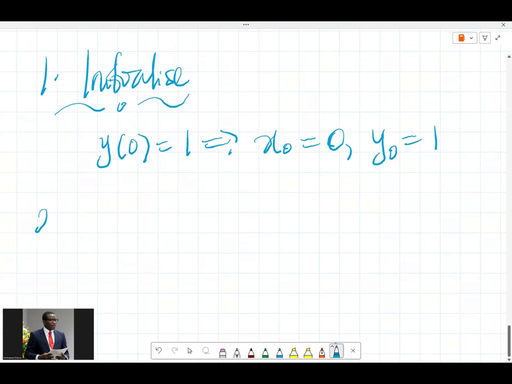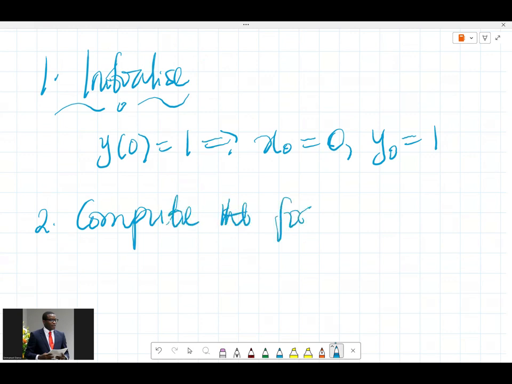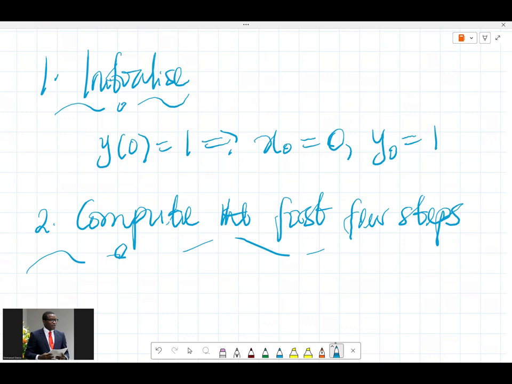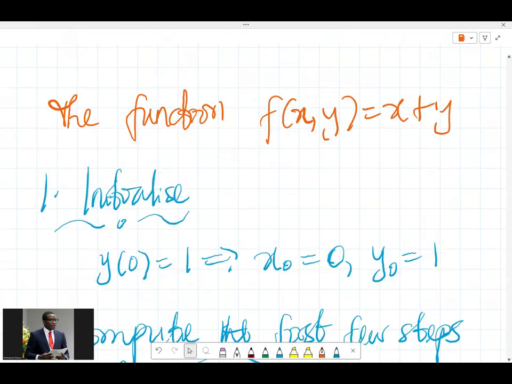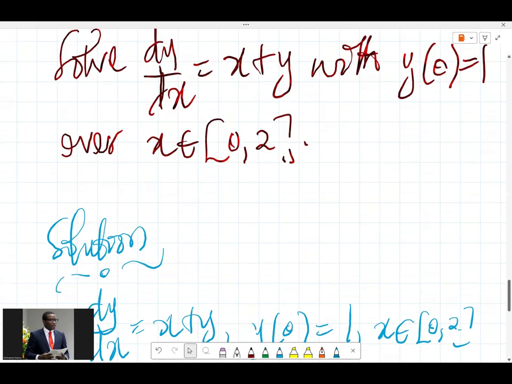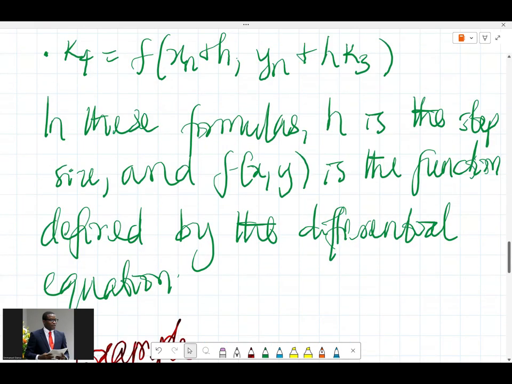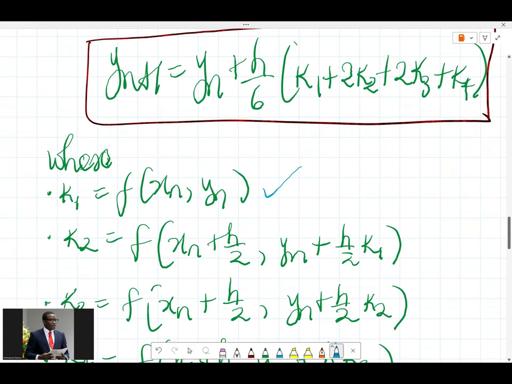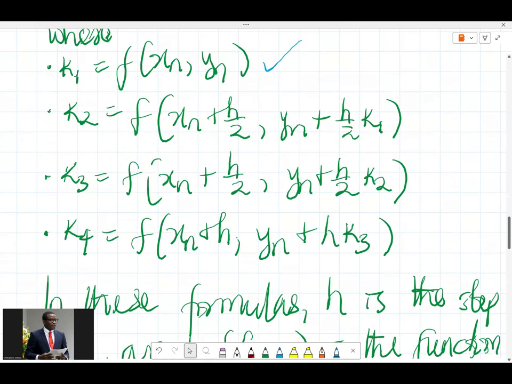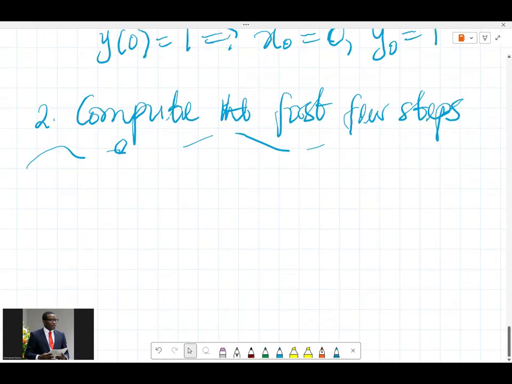So the next thing is we want to compute the first few steps. Because of how tasking this can be, I may even do only the first step and then move on to the code, because it's a lot of work if you want to put everything together. So let's look at this now. It means we need to get K1, K2, and all the rest. Look at K1. K1 is just like Euler's method.